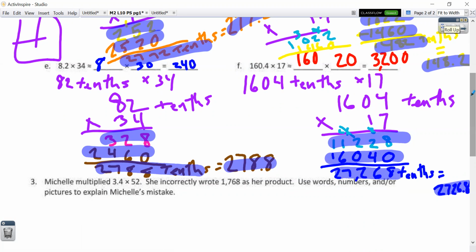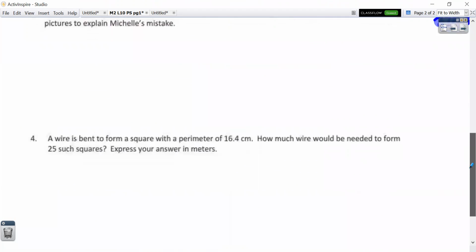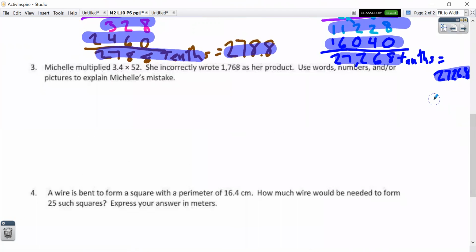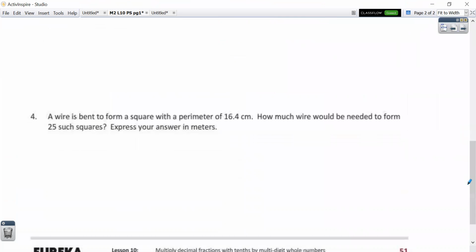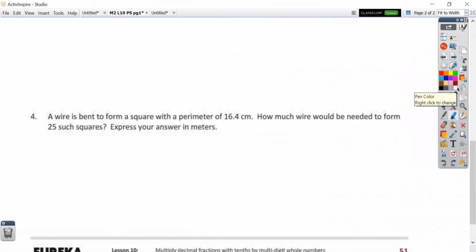And let's go ahead and look at this word problem. So we got 2 word problems. So let's go ahead and just work on the hardest word problem together, and that's number 4. So last problem together before we go to the exit ticket. Let's go ahead and read it. It says a wire is bent to form a square with a perimeter of 16.4 centimeters, or 16 and 4/10 of a centimeter. How much wire would be needed to form 25 such squares?